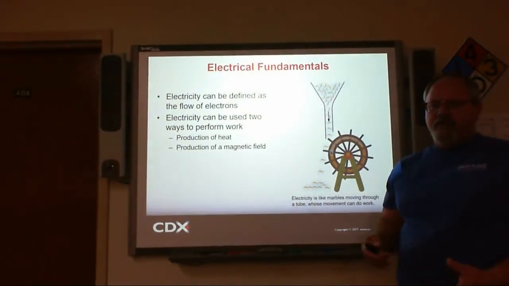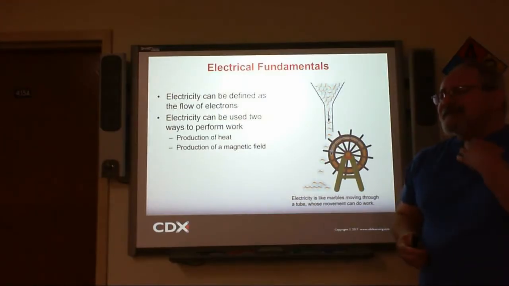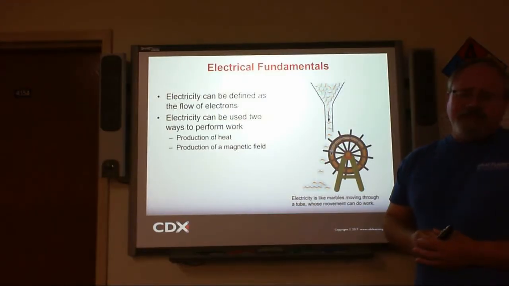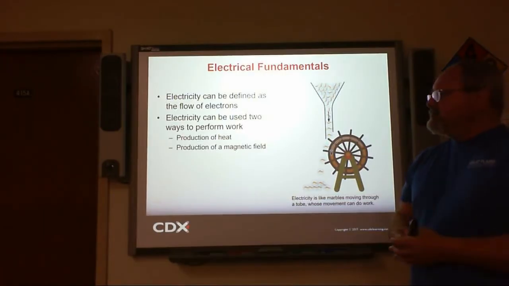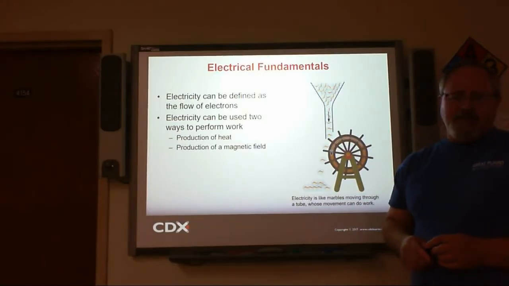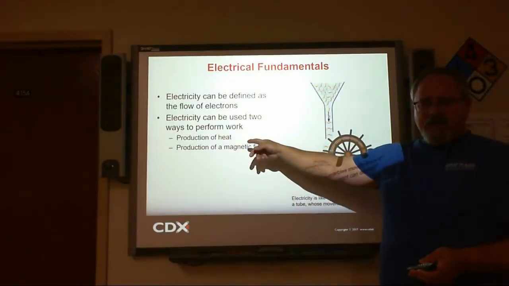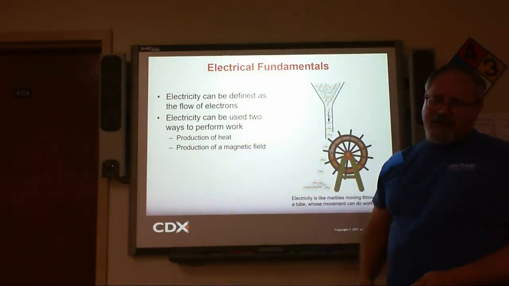Now, fundamentally, we could ask the question, what is electricity? And that can be stated as simply as the flow of electrons. But what do we use electricity for? Well, we can look around our modern world we enjoy today, and there are lots of examples of how electricity has impacted our lives and our society as a whole. But primarily, we use electricity to do two things: the production of heat and the production of a magnetic field.